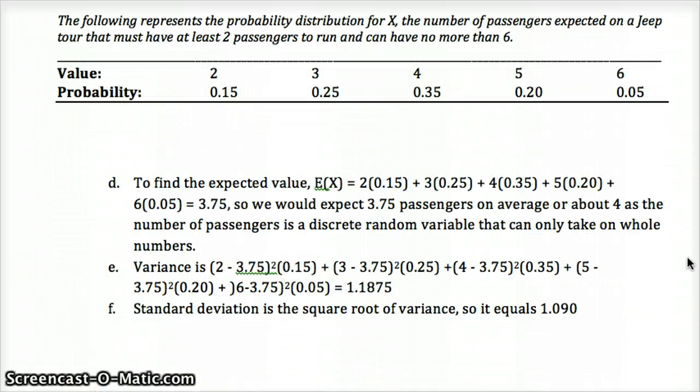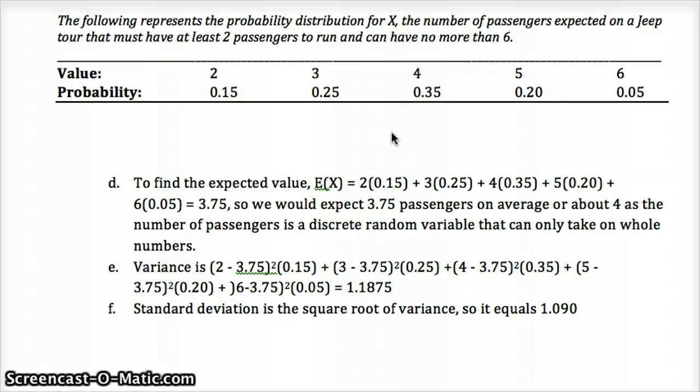So here we have an example about the probability of the number of passengers expected on a Jeep tour. So this is maybe from data they've collected over the years or over the last year. And they want to know how likely it is they're going to have a full tour of 6, how likely it is they're only going to have 3. To find the expected value, add up 2 times 0.15, plus 3 times 0.25, plus 4 times 0.35, plus 5 times 0.2, plus 6 times 0.05. So we get 3.75. That means on average we'd expect 3 3/4 passengers, or about 4 passengers.